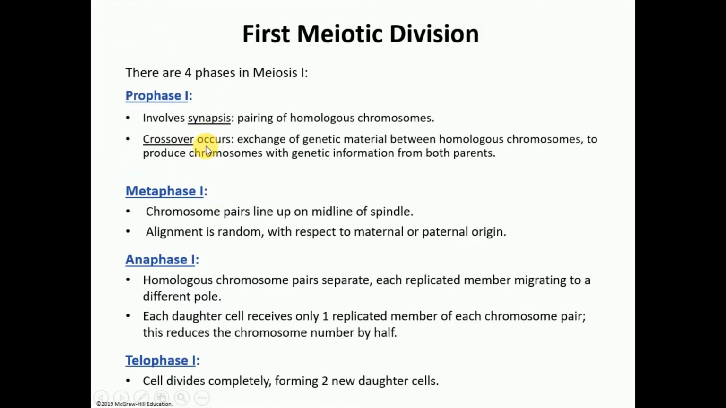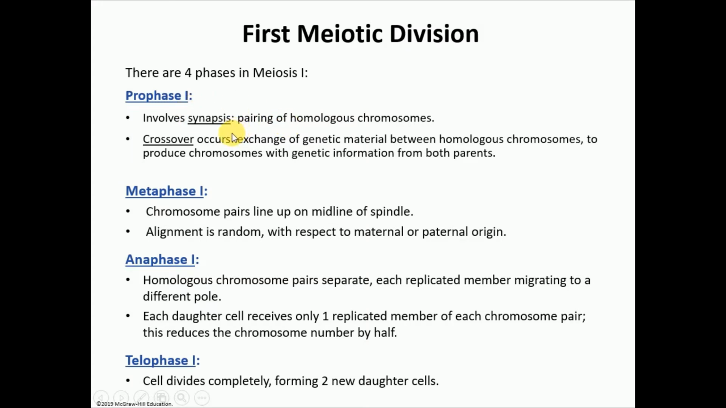In prophase 1, this is where a lot of action is happening. And that involves synapsis, which is basically the pairing of homologous chromosomes. So homologous chromosomes means that these two chromosomes are carrying the same characteristics. Okay, they code for basically the same genes. And when they come together in the midline and they are paired, the scientific term for that is synapsis.